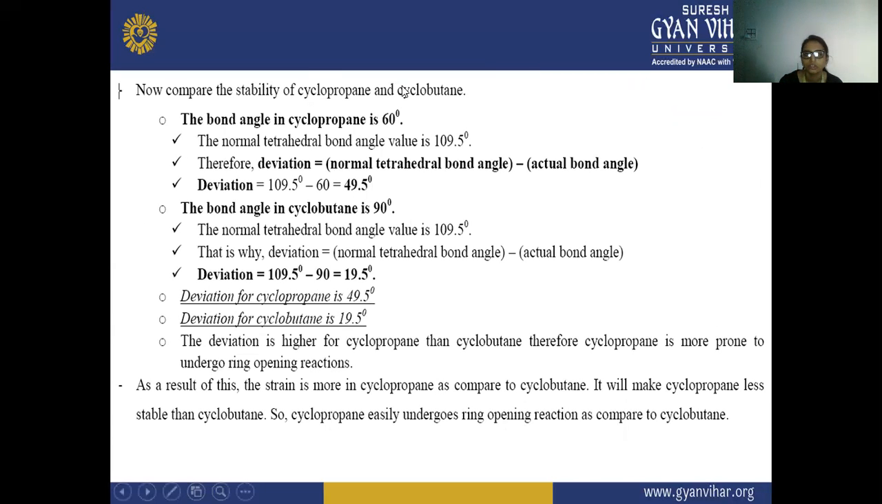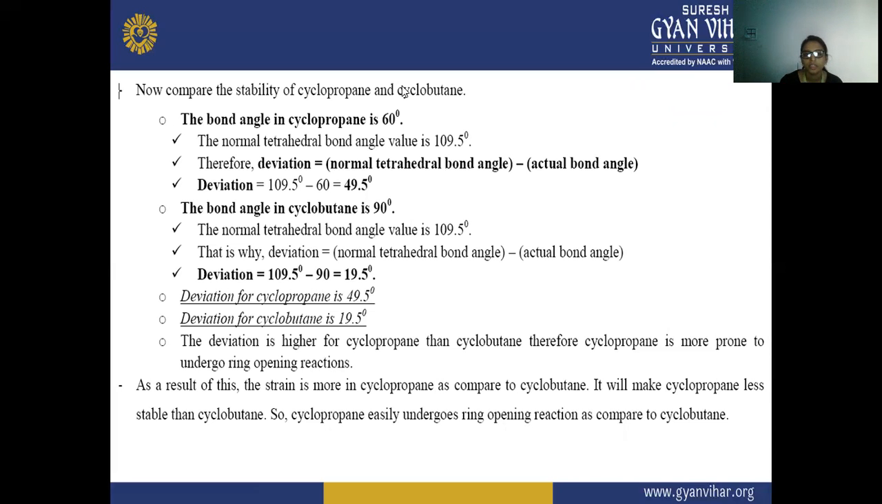The next topic is to compare the stability of cyclopropane and cyclobutane. The bond angle in cyclopropane is 60 degrees, and the normal tetrahedral bond angle value is 109.5 degrees. The deviation is the normal tetrahedral bond angle minus the actual bond angle, so the deviation is 109.5 degrees minus 60 degrees, which equals 49.5 degrees.